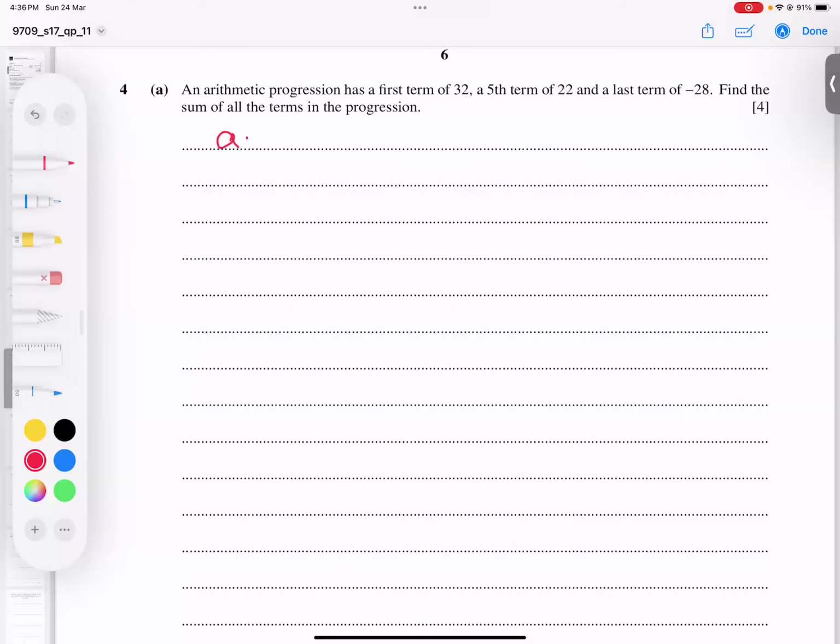And the fifth term is... this is the best way. I observe as a teacher that students don't know how to start a question, and that is why they get stuck. So I tell you one thing, this is the best way: read and write. The last term is negative 28. When you don't know the term number, write Tn, so Tn represents the last term.